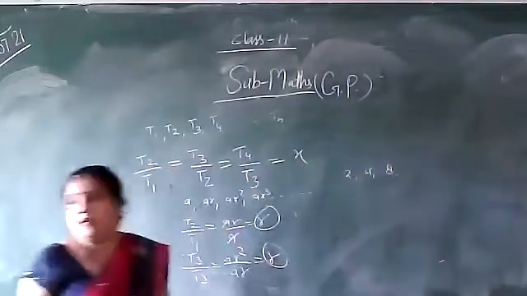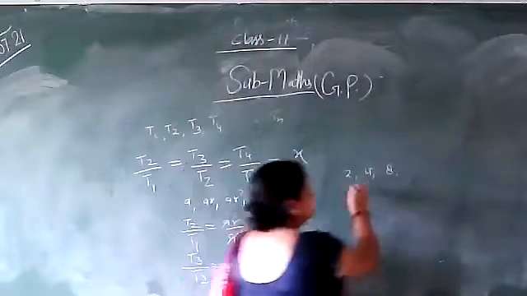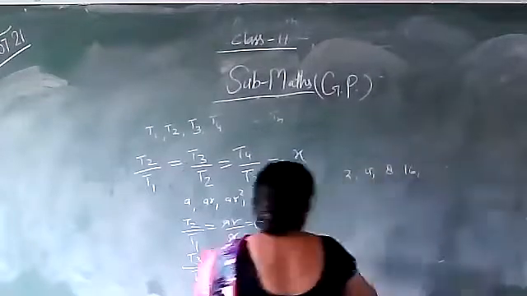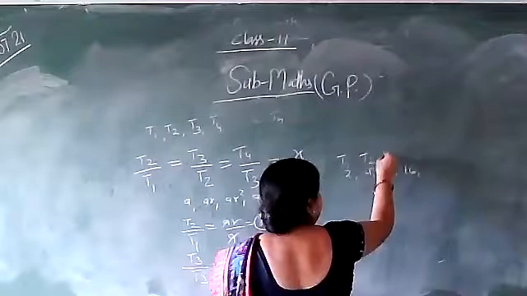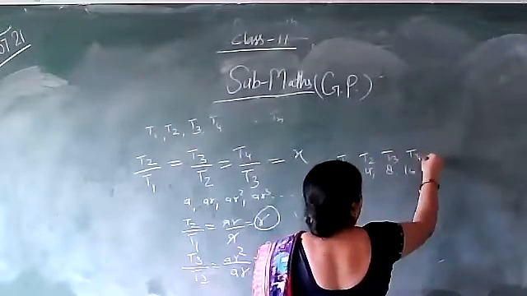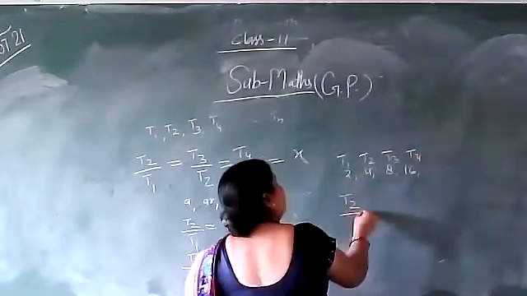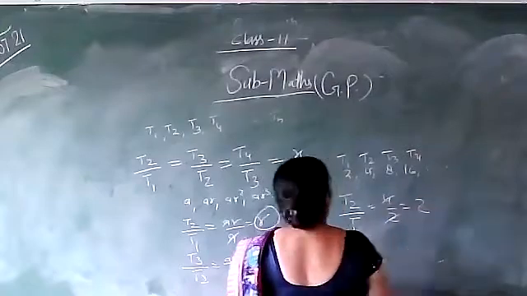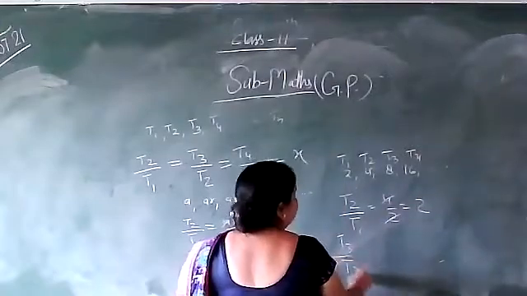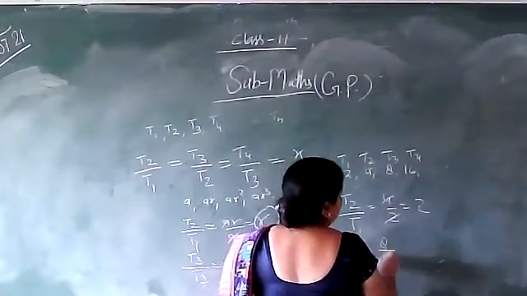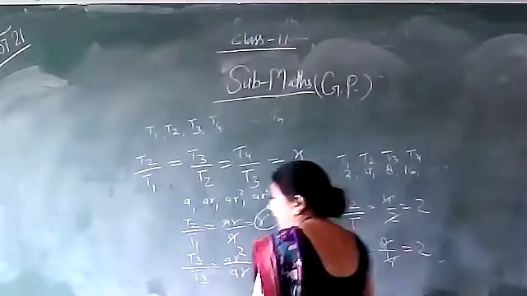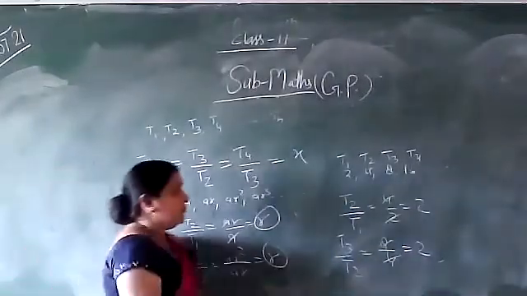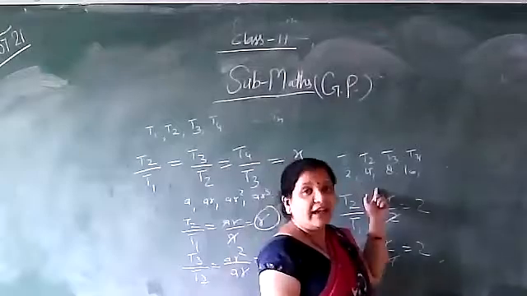Now I ask you to explain whether these series are in AP, otherwise not. So we write here T1, T2, T3, T4. First we divide T2 by T1. Here it is 4 by 2, we get 2. T3 by T2, 8 by 4, we get 2. Okay. We see the common ratio is the same. That means this series is AP.